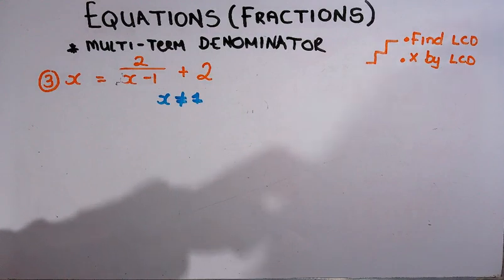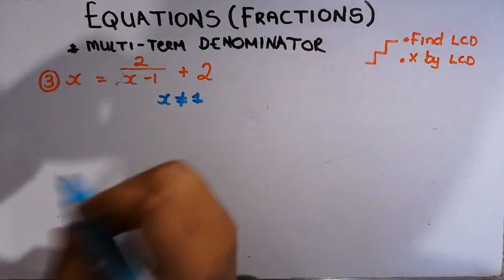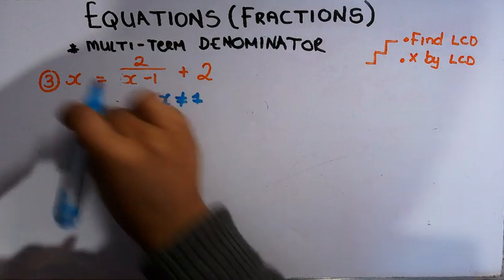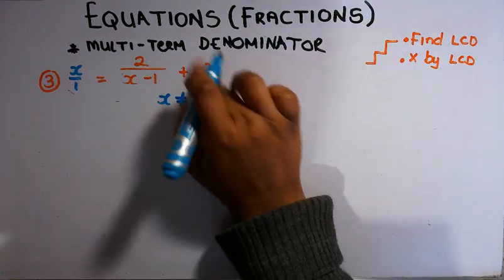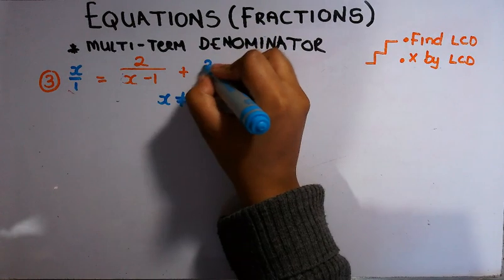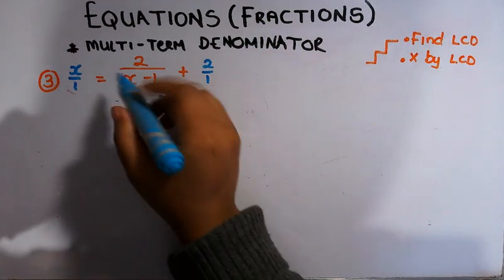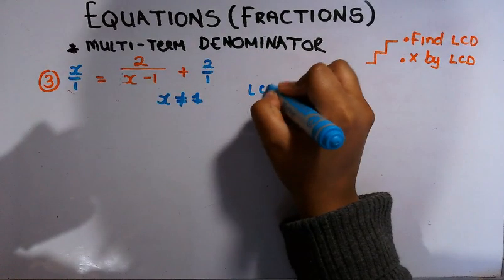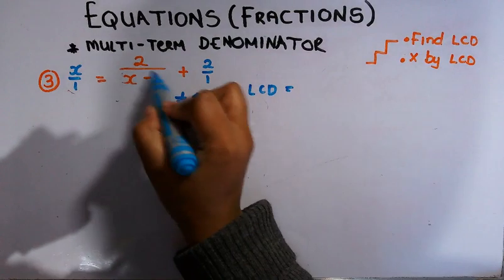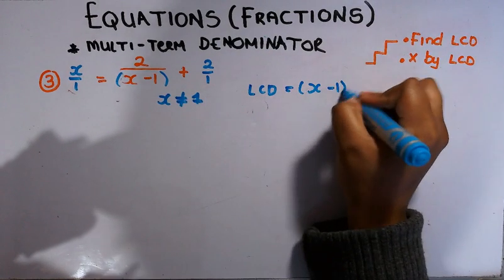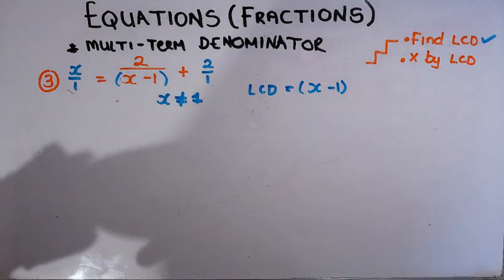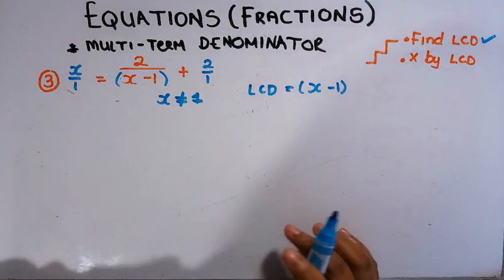Now that we have our restriction and our rules in place, we can try and solve this equation. So the first thing I would like to do is get all of these guys to look like fractions. So we go x over 1, and we make this 2 over 1, right? At this point, I'm hoping it's clear that the LCD is going to be x minus 1. Okay, so now we found our LCD. Now we go ahead and multiply each term by said LCD.